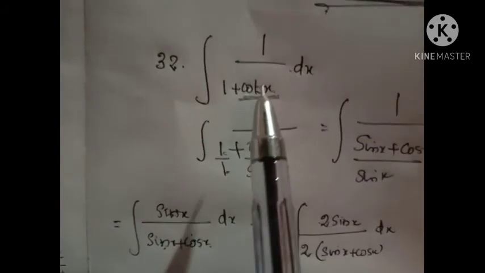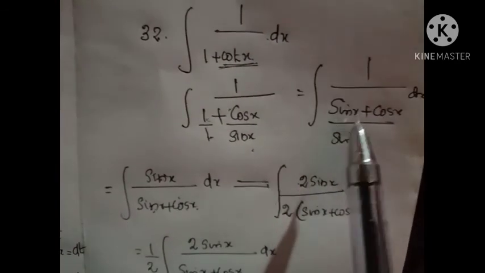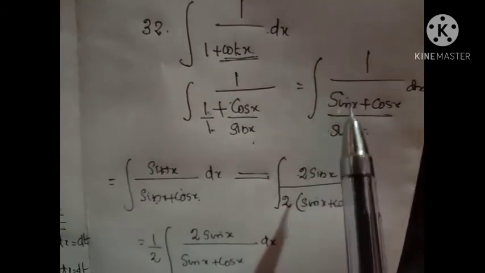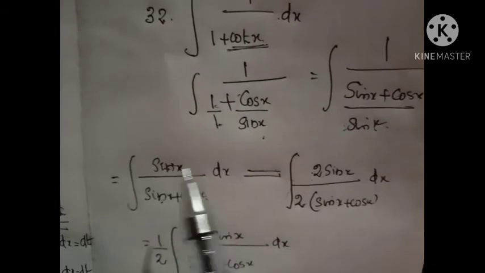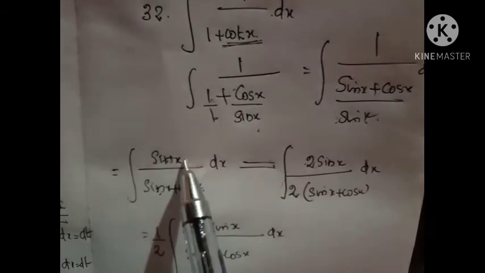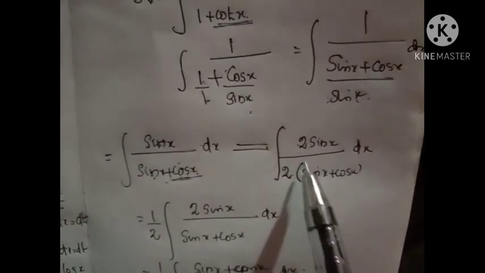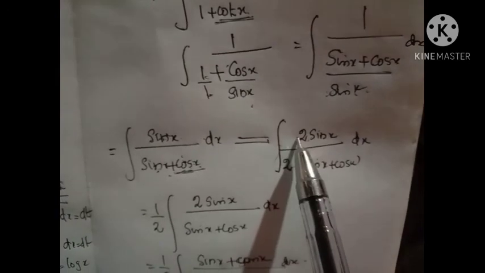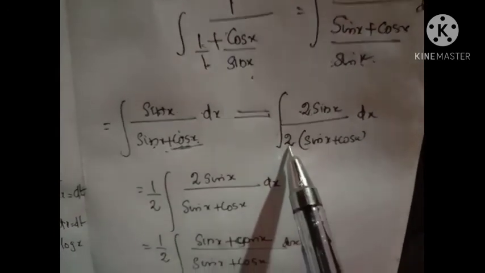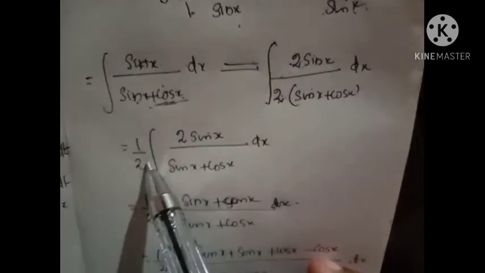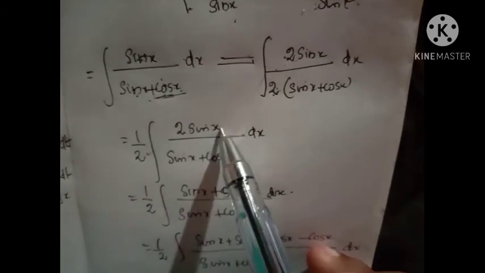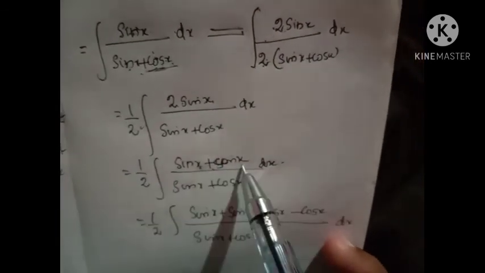Okay. So we started from here. First we change cot x. Cot is cos by sin. Then took the LCM, cross multiplication we did. Then we can see sin x by (sin x plus cos x) as integrand. We need one more term. So we multiply this sin x with 2. Naturally dividing by 2. Take this half to outside and split 2 sin x as sin x plus cos x.